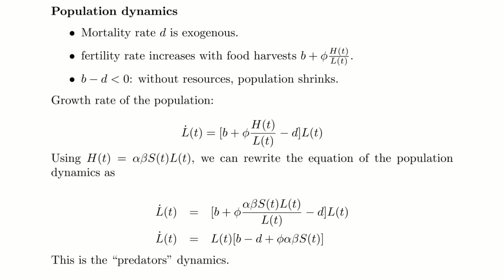The population dynamics is even simpler than the resource dynamics. The exogenous death rate of the islanders is simply D. The fertility rate is a positive function of harvests, B plus phi H over L. So without any food, we assume that some new islanders can still be born.